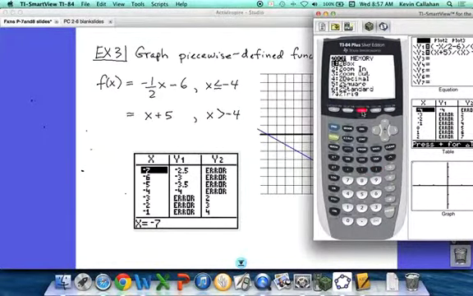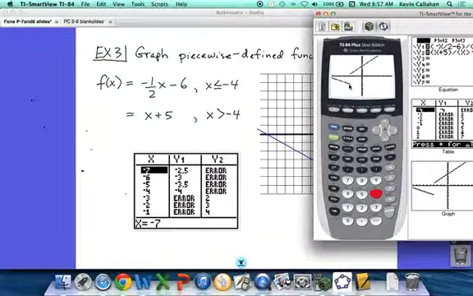Let me get a different zoom. Zoom 6. So it draws that one only to the left of negative 4. It draws that one only to the right of negative 4.